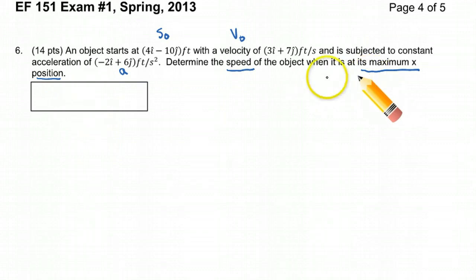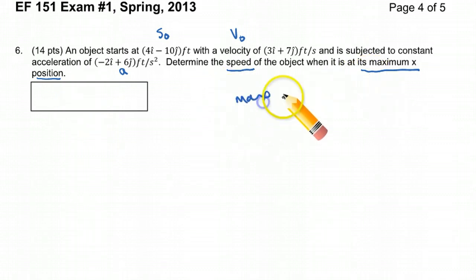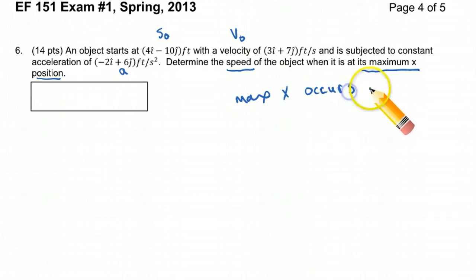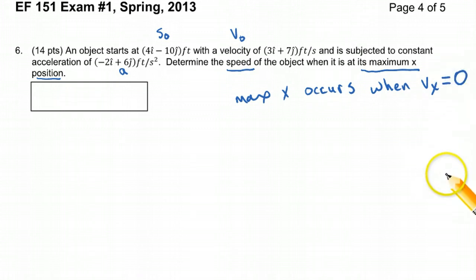This maximum x position happens or occurs when the velocity in the x equals 0. Sort of like our tennis ball going up to the peak and then starting to come back down. The point where, in the tennis ball's case, the y velocity is 0 is the peak or the maximum y. So same thing for x.